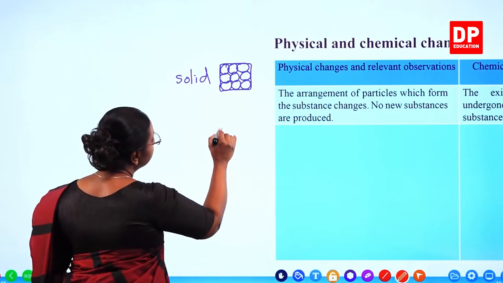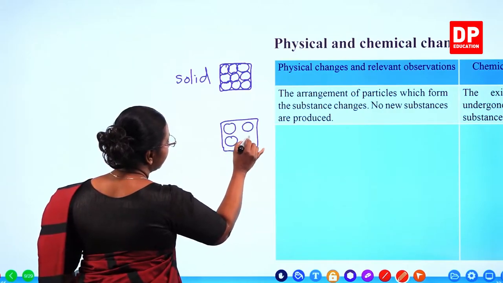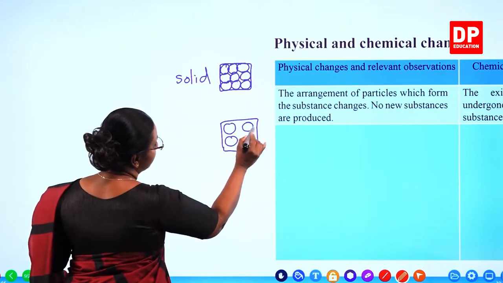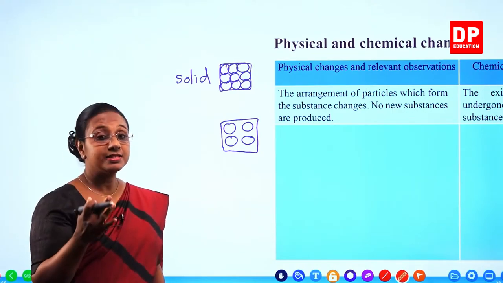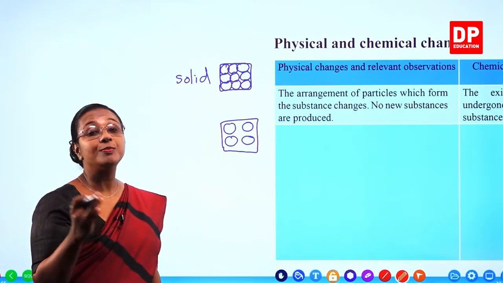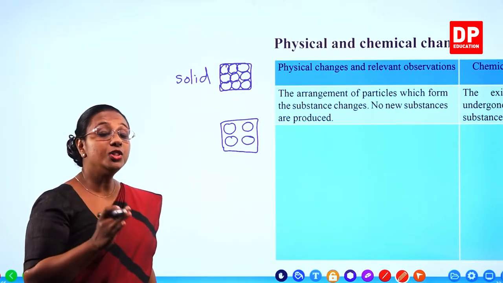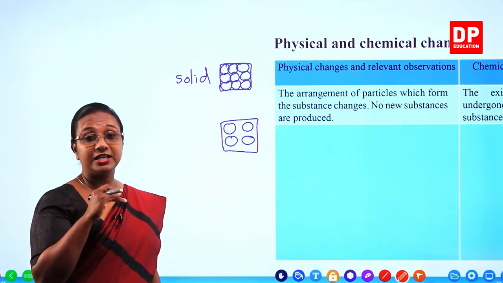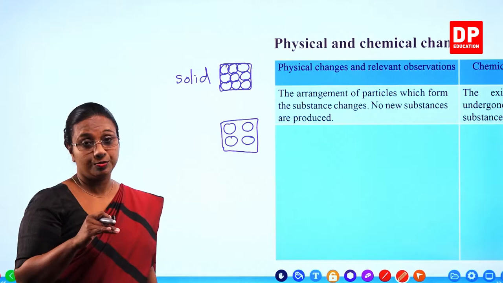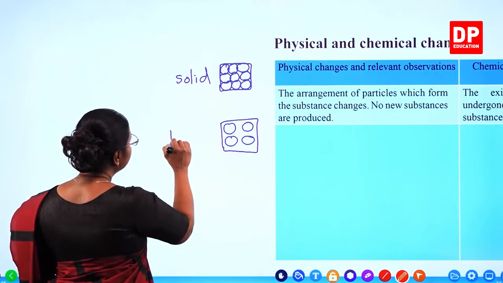Then if you take the liquids, there the particles are somewhat far apart. So there is space between the constituent particles. There is a certain amount of movement shown by the constituent particles, and because of that only, although they have a definite volume, they take up the shape of the container that they occupy. So that is the liquid.